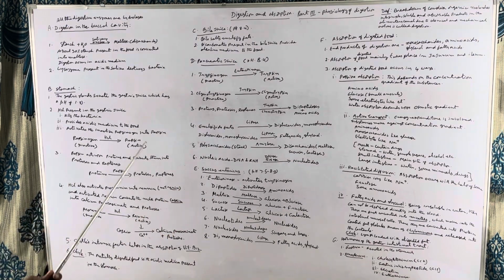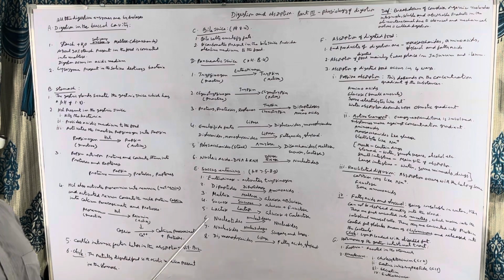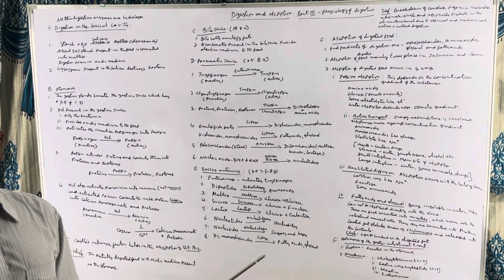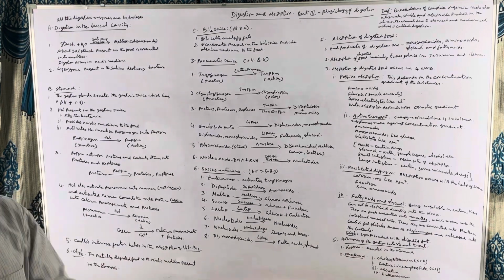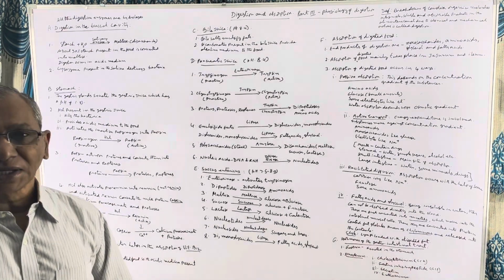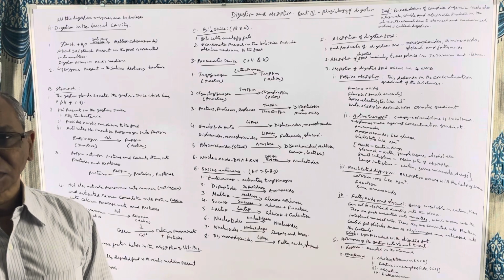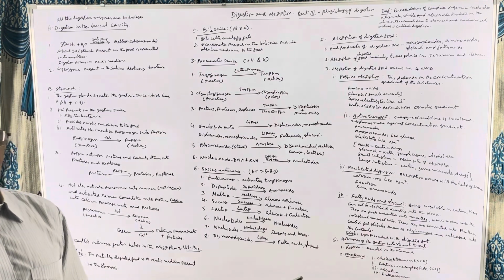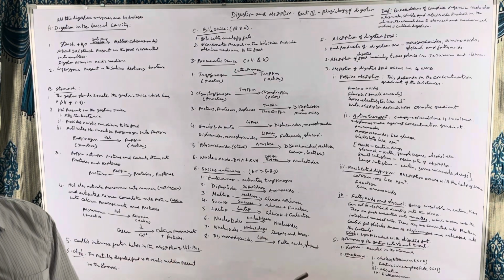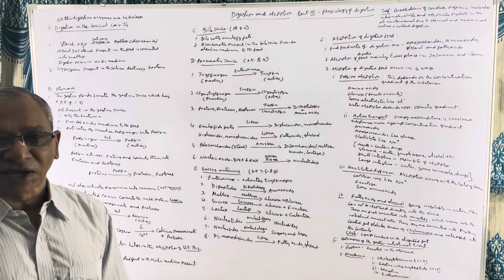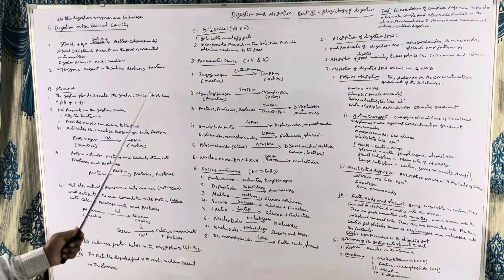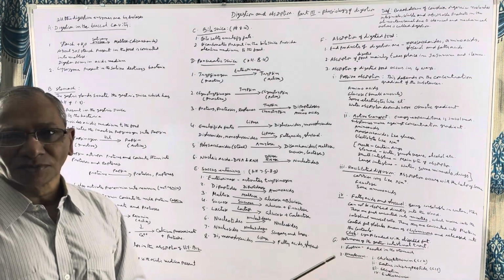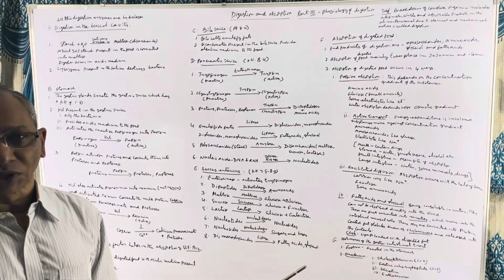Then there is another enzyme called lysozyme in the saliva. Lysozyme is a powerful bactericide. That means it destroys bacteria. So the bacteria present in the food are destroyed by the lysozyme present in the saliva. Then the food passes into the stomach in the form of bolus.